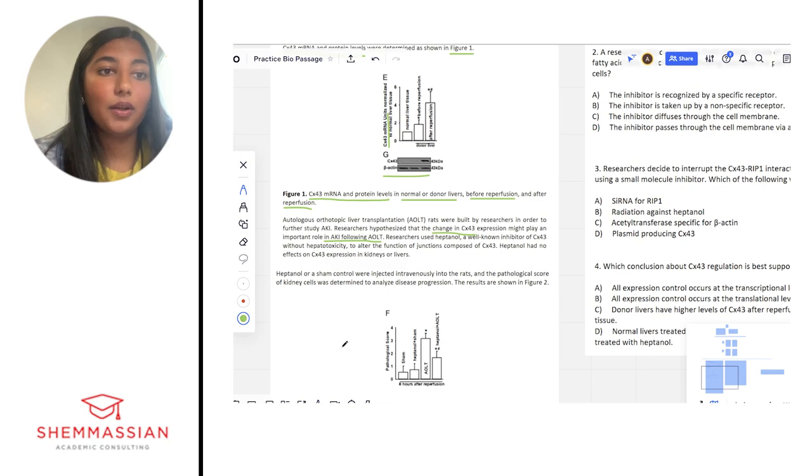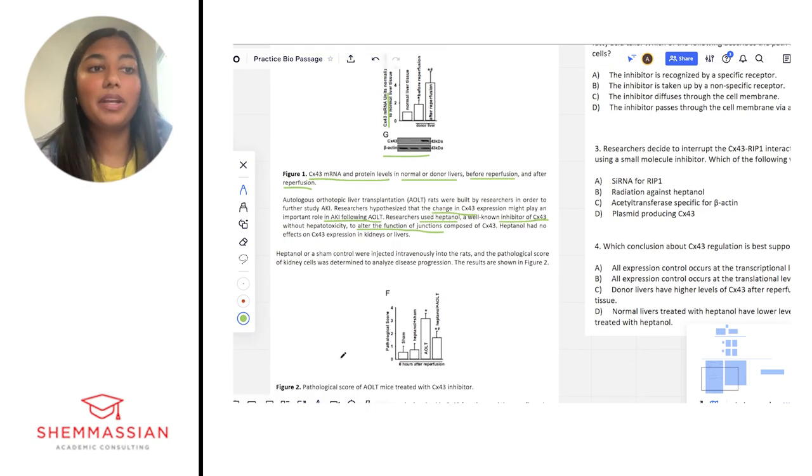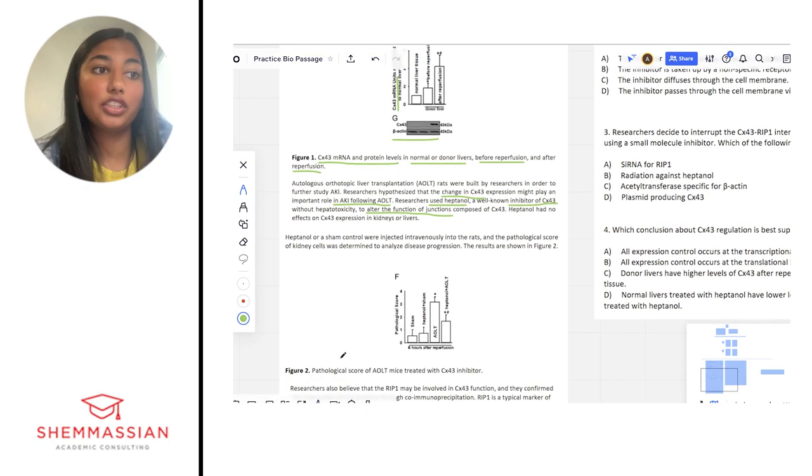Researchers used heptanol, a well-known inhibitor of connexin 43 without hepatotoxicity, to alter the function of junctions composed of CX43. Heptanol had no effects on CX43 expression in kidneys or livers. So here we're looking at researchers using heptanol. That sounds like an independent variable, something that the researchers are manipulating in the experiment. And we know that that's an inhibitor of connexin 43, and that looks like it's altering the function of junctions somehow. We noted from the earlier paragraph that connexin 43 is very important for junctions.